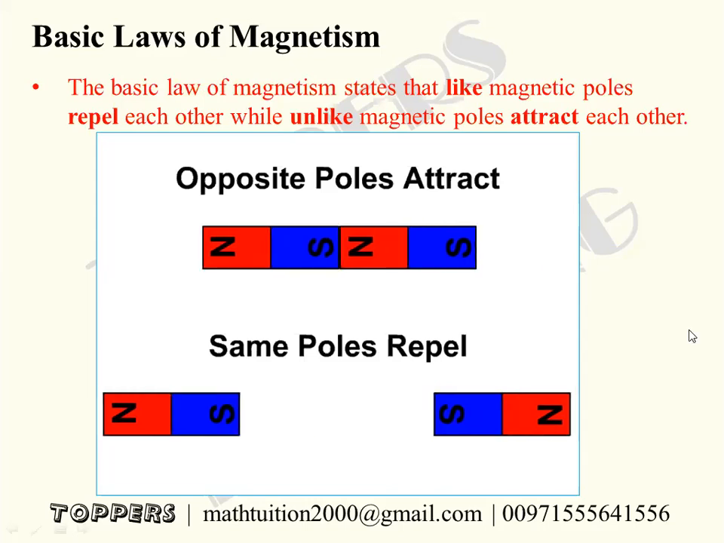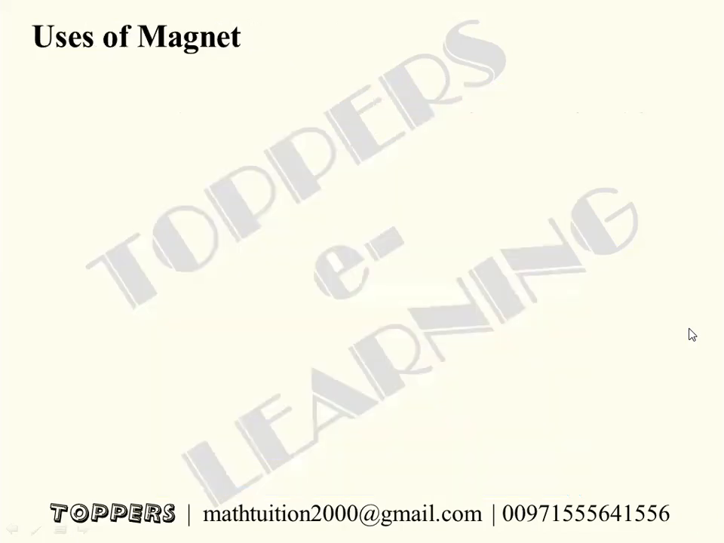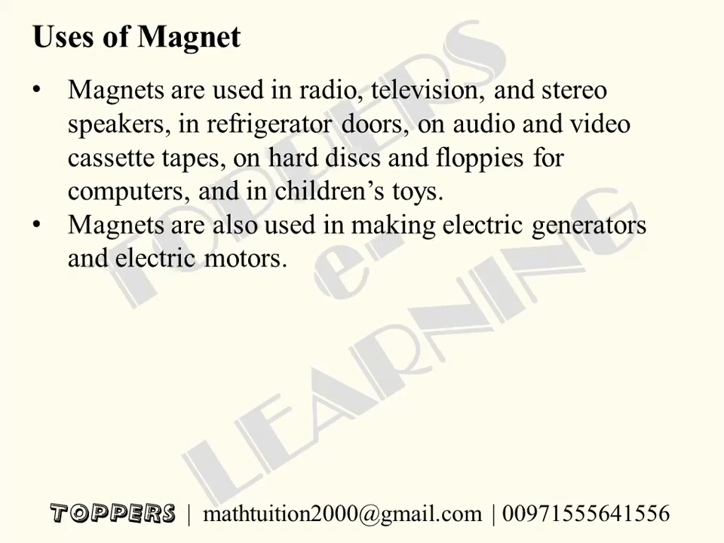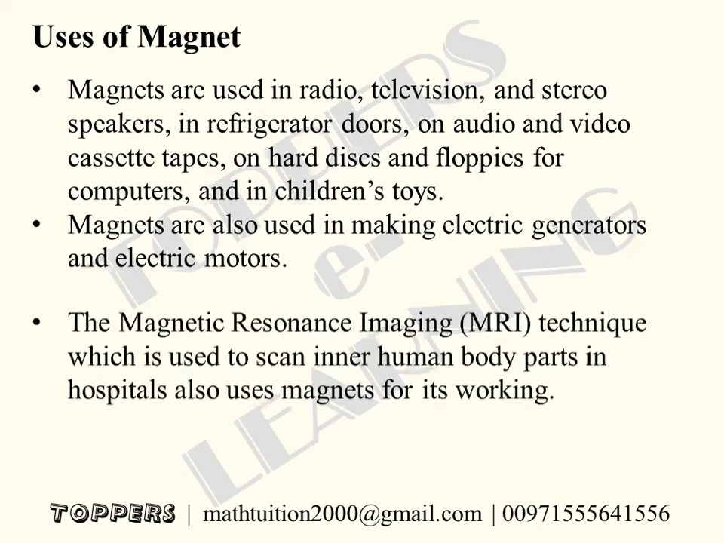Next, uses of magnets. Magnets are used in radio, television, and stereo speakers, in refrigerator doors, on audio and video cassette tapes, on hard disks and floppies for computers, and in children's toys. Magnets are also used in making electric generators and electric motors.